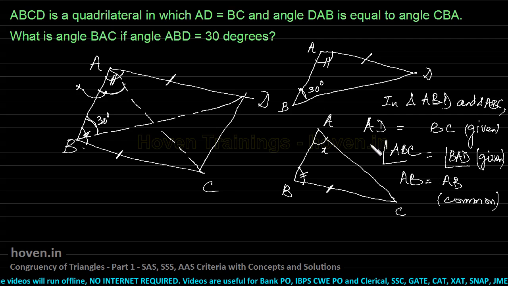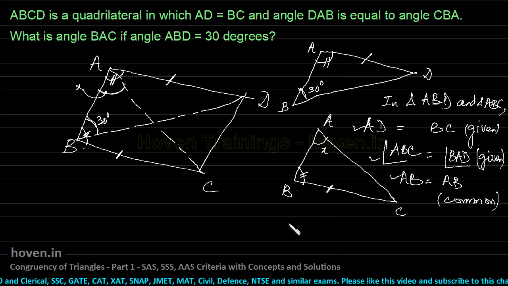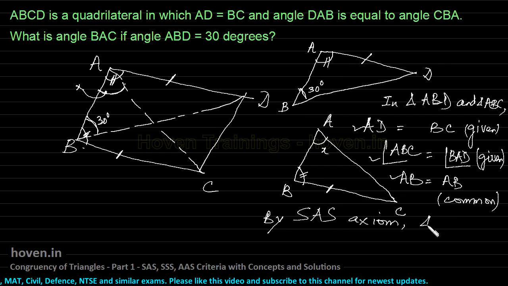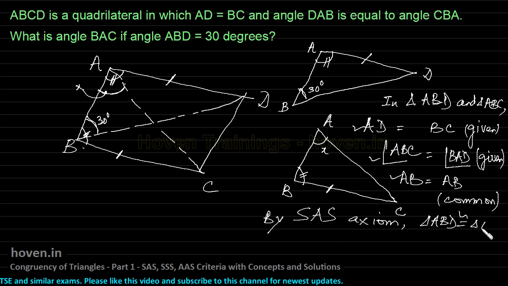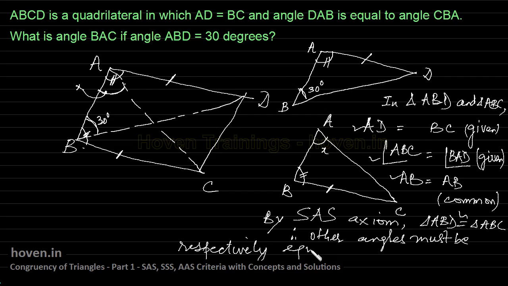So we are slowly building our arguments. We have three things with us. Side, so one side AD, another angle and the other side. So basically two sides and the included angle are equal. We can say by SAS axiom, triangle ABD is congruent to triangle ABC. Therefore, other angles must be respectively equal. Here remember, we cannot say whether this angle will be 30 or whether this will be 30. We can only say that the respective angles should be equal.